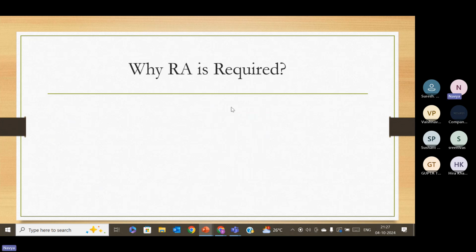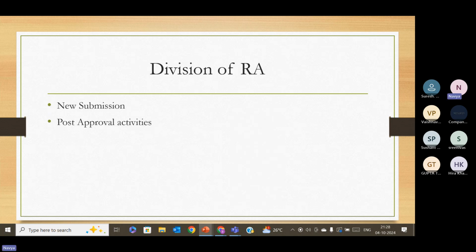Okay. Divisions of RA. Now, there are two divisions. As I've already explained to you all, one is new submission and the other one is post-approval activities. So in new submission, we have completely new submission, and post-approval, it will be once the product is registered to the market, we will have the post-approval activities.